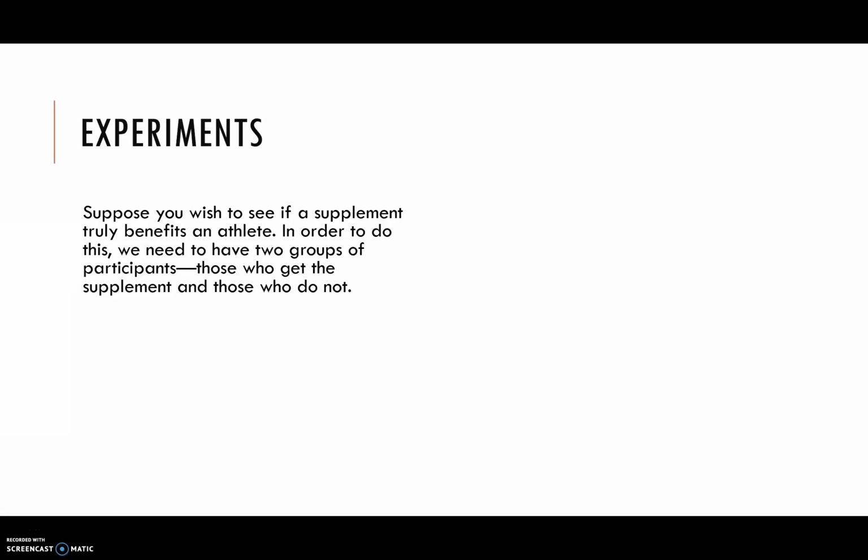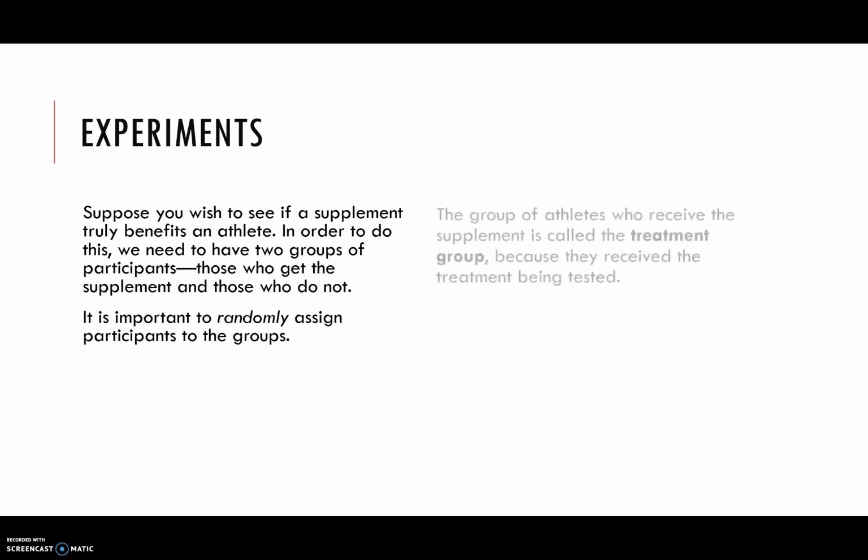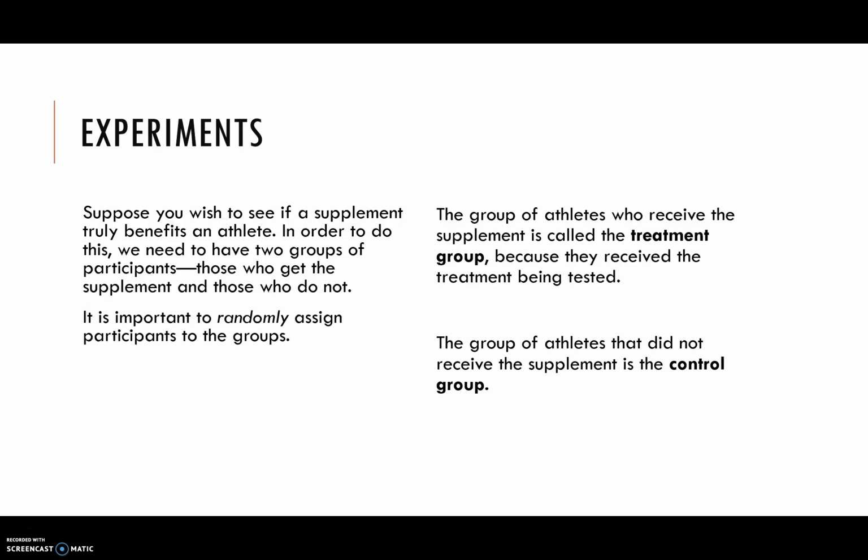Let's talk about experiments. Suppose you wish to see if a supplement truly benefits an athlete. In order to do this, we need to have two groups of participants, those who get the supplement and those who do not. It is important to randomly assign participants to the groups. The group of athletes who receive the supplement is called the treatment group because they receive the treatment being tested. The group of athletes that did not receive the supplement is called the control group.